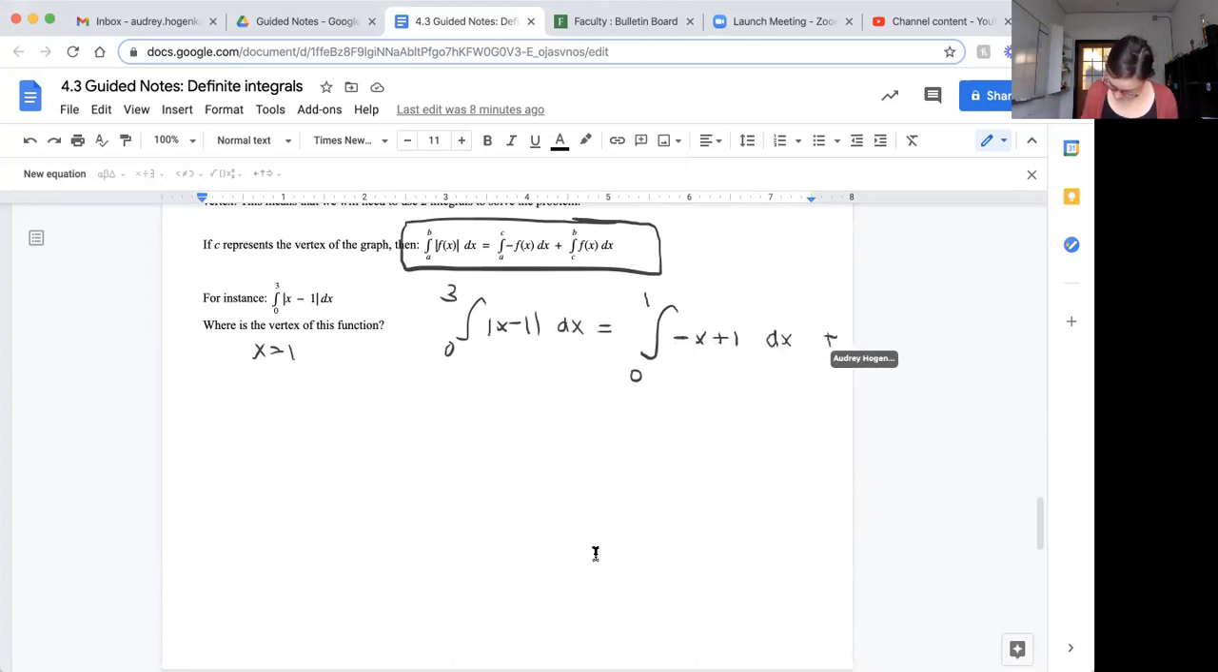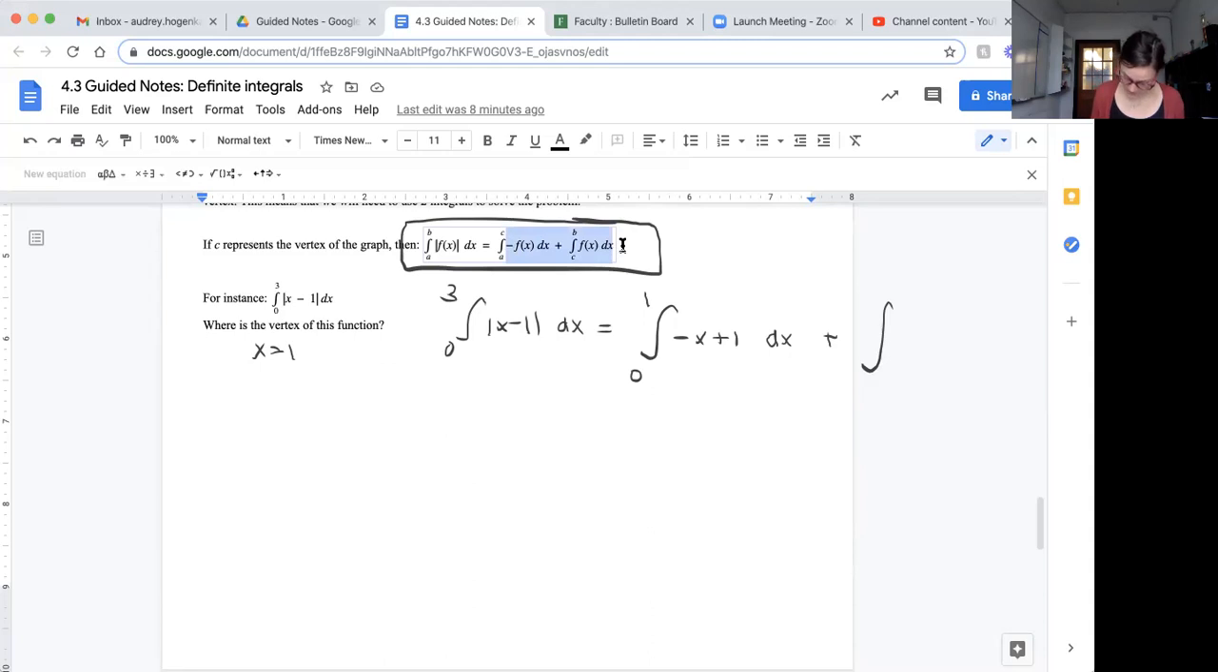plus the integral, and again, remember, if you're looking at this, we drop off our absolute value function, okay? So we have negative f of x, so negative x minus 1 is going to be negative x plus 1. So that's where this negative x plus 1 comes from, plus the integral from c, again, 1 to our upper bound, which is 3 of f of x dx. F of x is just x minus 1 dx. Okay, and so now we can evaluate those integrals and come to our final answer.